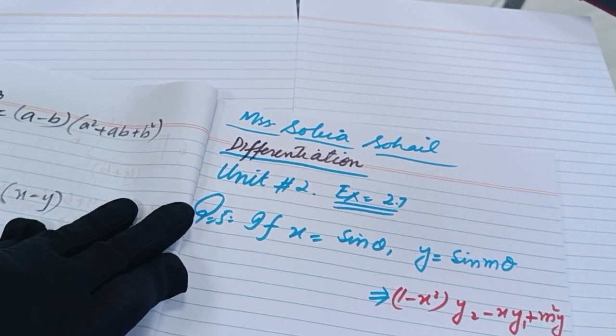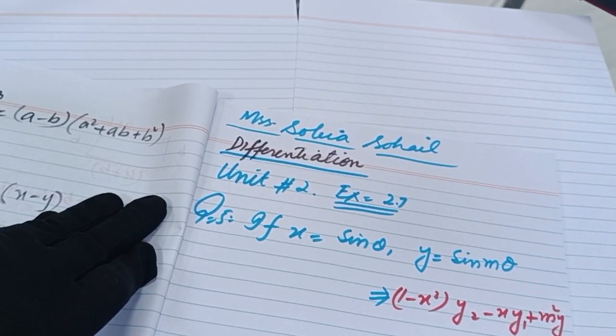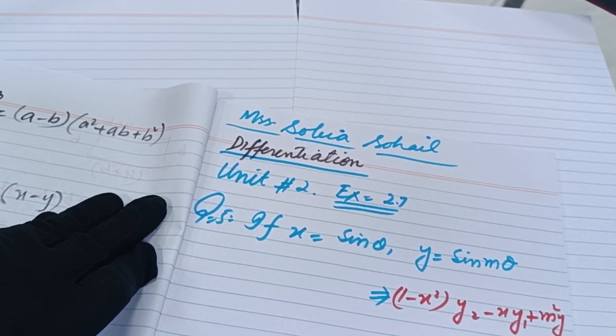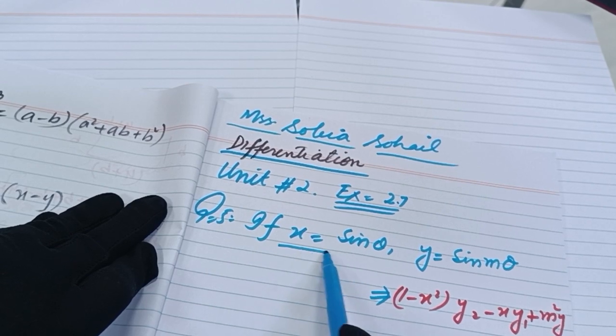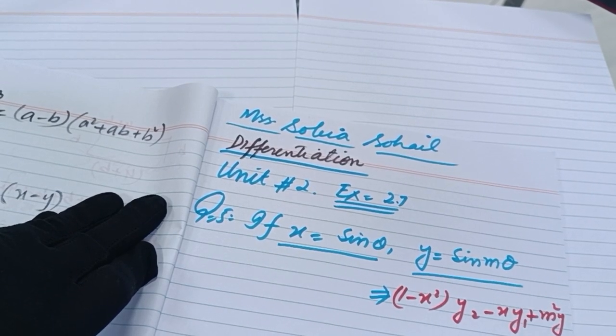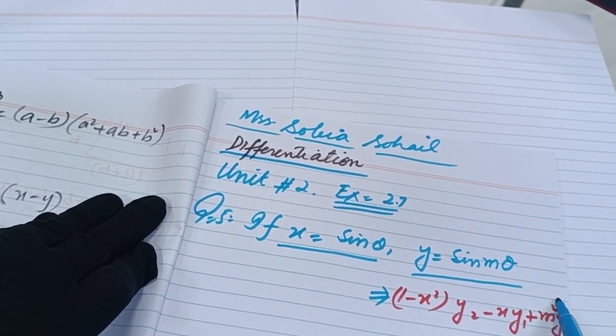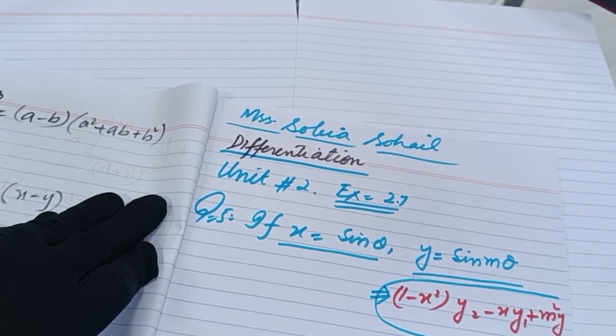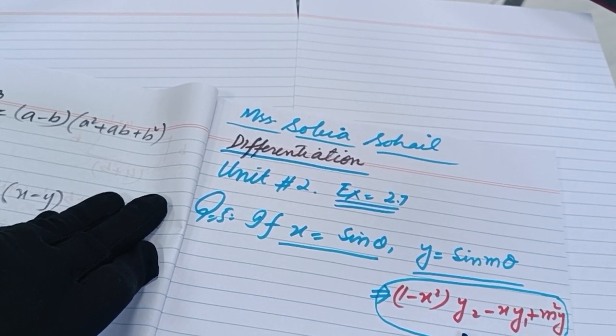Last time I explained about the second order derivative, okay? And in the second order derivative, sometimes we get proofs like this one: x is equal to sine theta, y is equal to sine m theta, and then there is a proof that we have to prove. In this one, it is a second derivative. This one is the first derivative.